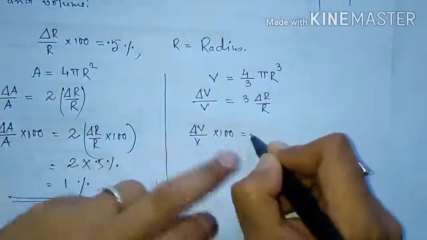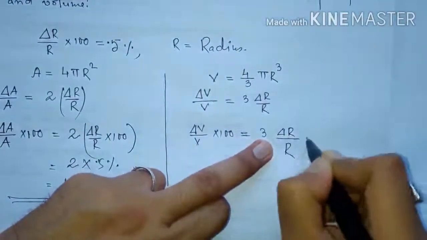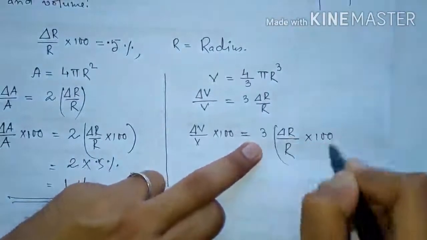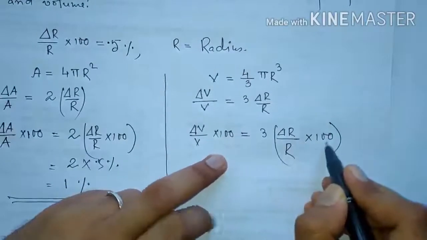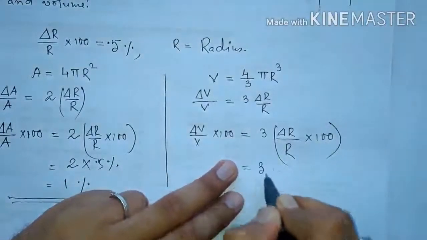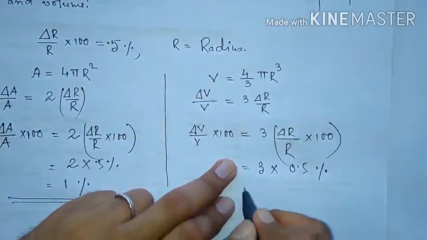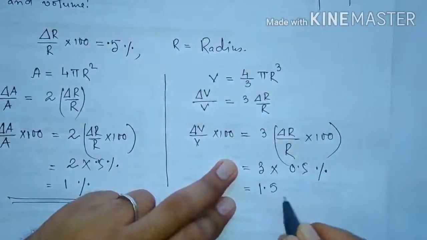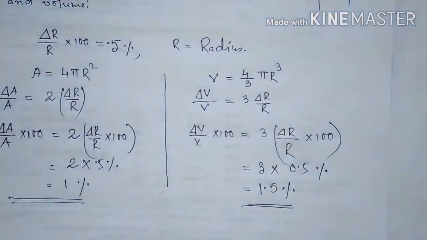We need to find out delta V by V into 100. So this will be equal to 3 into delta R by R into 100. Again, as per the given condition, delta R by R into 100 is 0.5%. So it is simply 3 multiplied by 0.5%. So this is 1.5%. So this is the answer of percentage error in the measurement of volume of a sphere having percentage error in the radius equal to 0.5%.